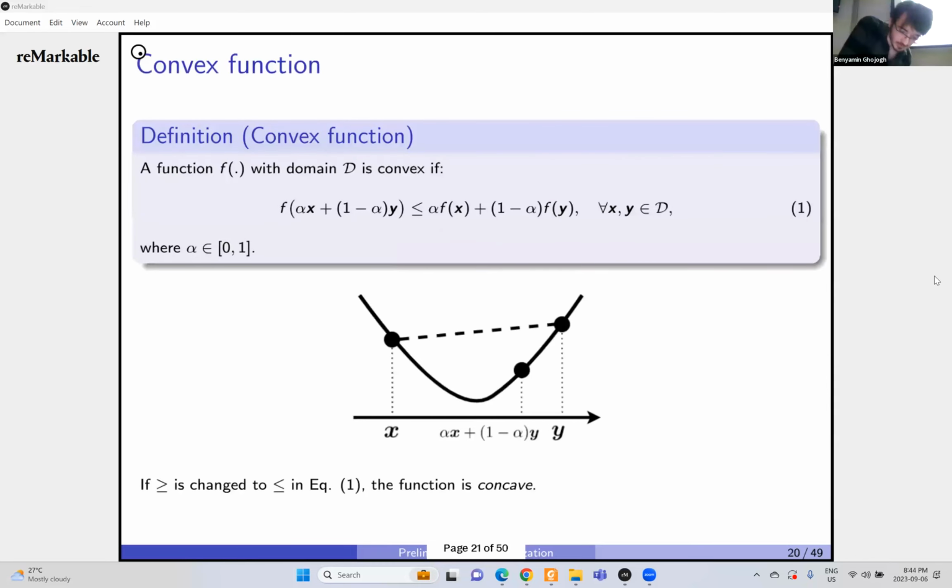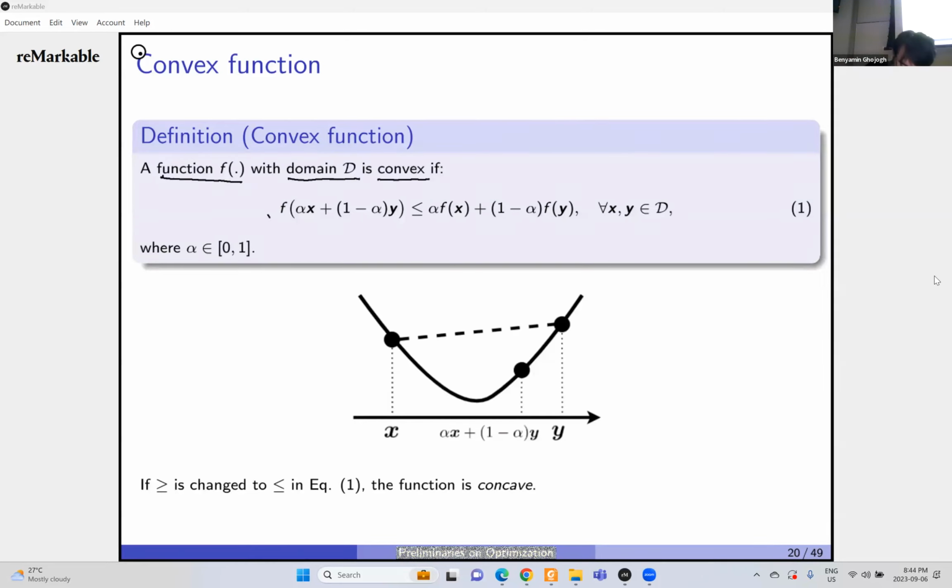Preliminaries on functions. Do you remember we talked about convex sets, right? Now I'm talking about convex functions. A function f with domain D. What do I mean by domain? I think you know this, right? The domain of a function is convex if this. The domain means the argument of the function, where can it be.